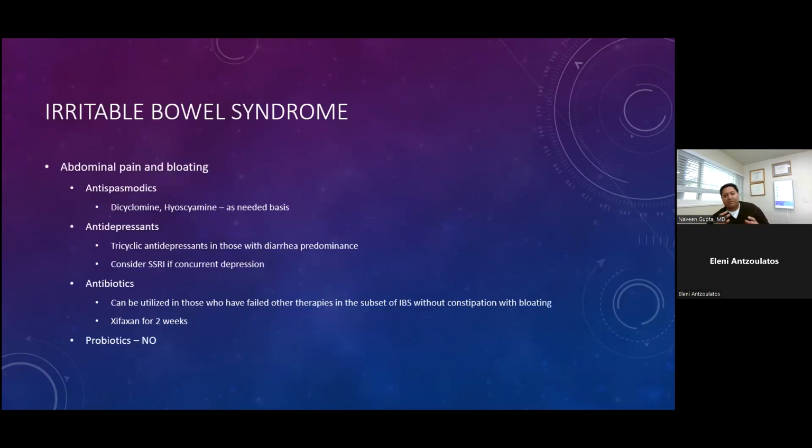So what about the middle part? We talked about irritable bowel syndrome. The first hallmark feature is abdominal pain. And so far, I've only been talking about the constipation and diarrhea part of things. The pain is actually very important, and you can't forget that.